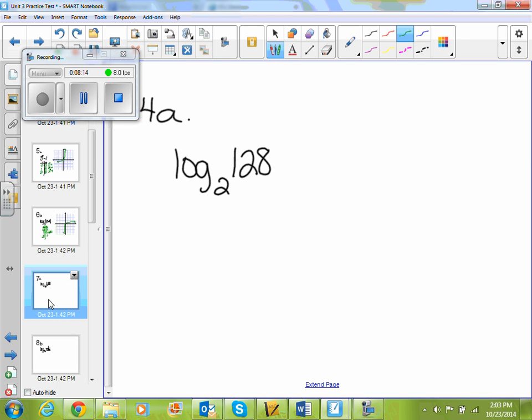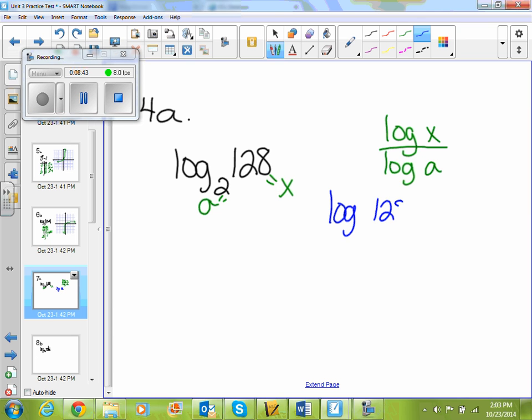All right. If I look at number 4, it says change the base of the log to evaluate. So we've got log base 2 of 128. And our formula for change of base is log of x divided by log of a, where a is your base. So I know that a is going to equal 2, and 128 is my x. So then if I plug that in, I'm going to get log of 128 divided by log of 2. And so what does that give me? 7. Perfect.